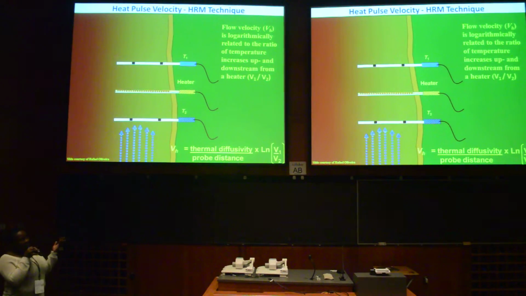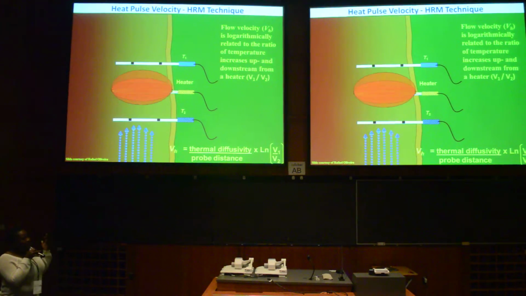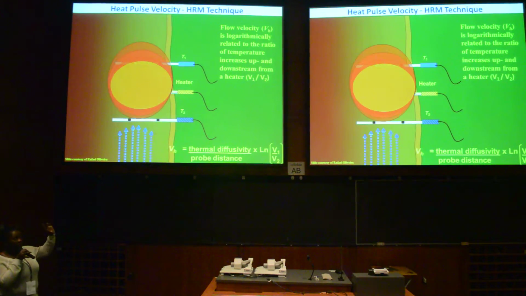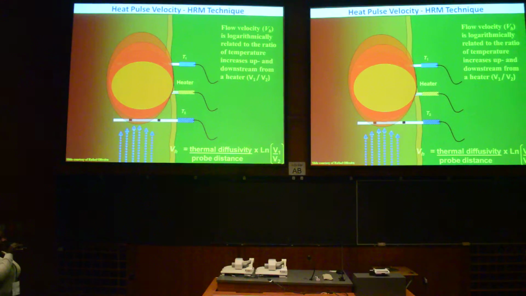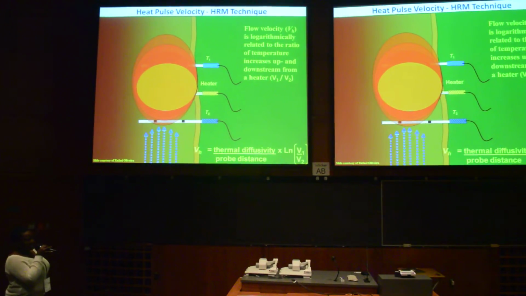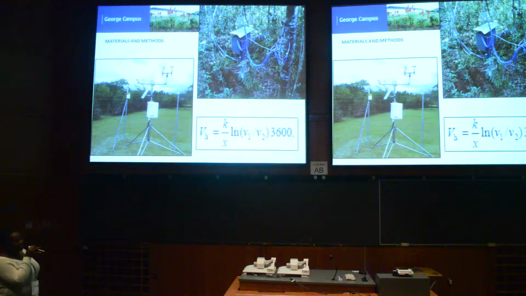And this is the method. That's what happens: the sap goes up, the heater goes, and there's a rate of change of temperature between the two probes. Then we can use that equation to get sap velocity, and the slide is from an Australian researcher.